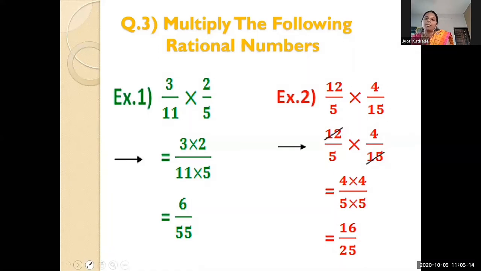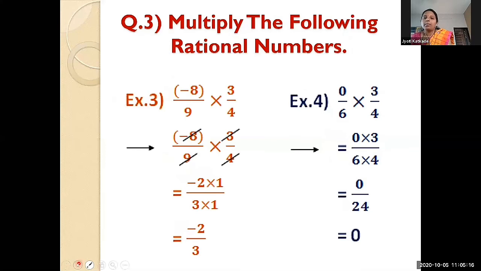Then the next example, the third example, is -8/9 into 3/4. Now see, we can divide -8 by 4. 4 1s are 4, 4 2s are 8, but there is -8, so we get -2. Now we can divide 3 and 9 by 3. 3 1s are 3 and 3 3s are 9. So we get -2 into 1 divided by 3 into 1.